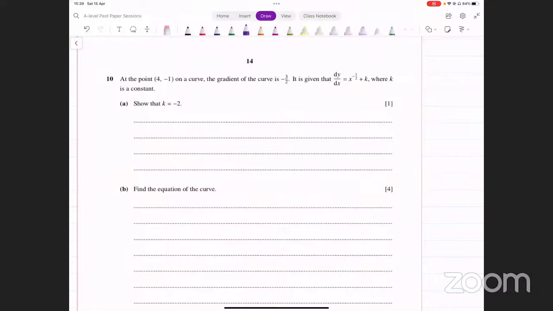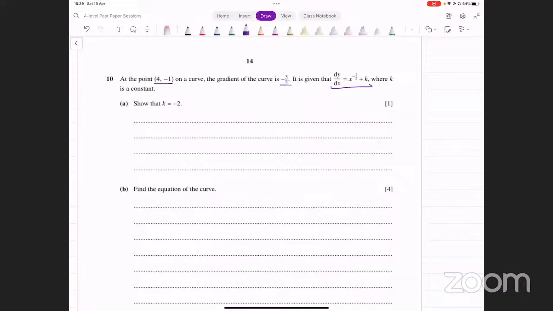All right, so we have a point. At this point on the curve, the gradient is given, that is -3/2. And it's also given that the derivative of the curve is x raised to power -1/2 plus k, where k is a constant. We need to show that k equals -2. How can we do that?